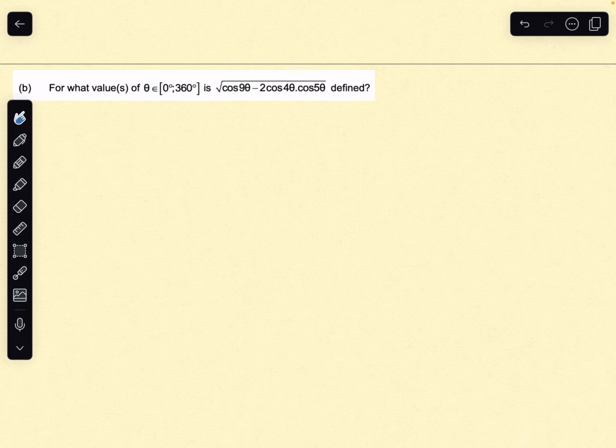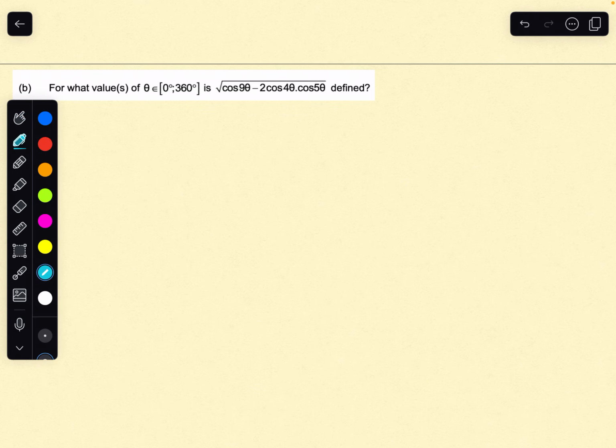For what value or values of theta in the interval 0 to 360 is cos of 9 theta minus 2 cos 4 theta times cos 5 theta defined? Okay, defined is a tricky word. In my head, undefined things are operations like dividing by 0. That is an undefined operation, and we call that result undefined. I think the more mathy word is indeterminate. Anyway, that's what I think of when I see defined.